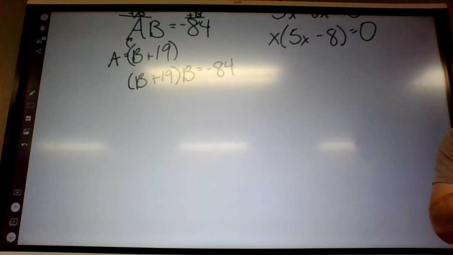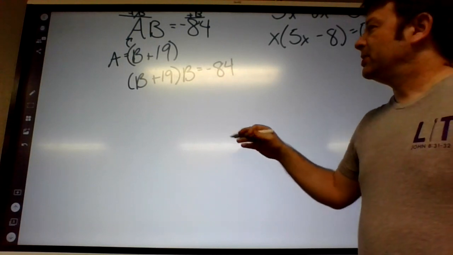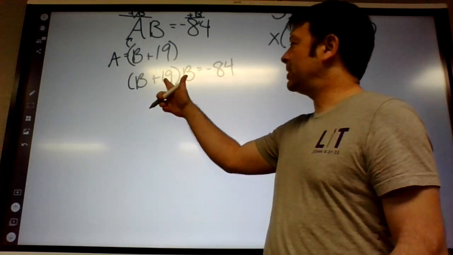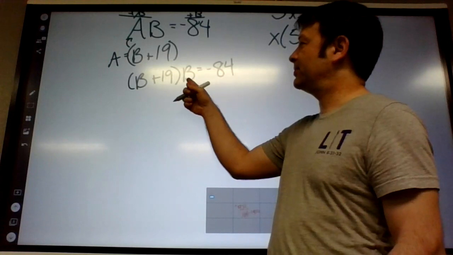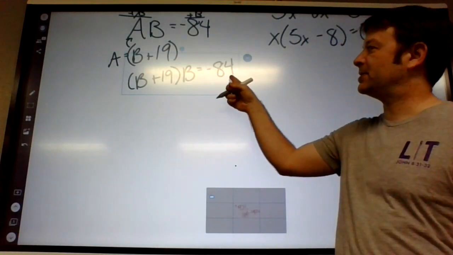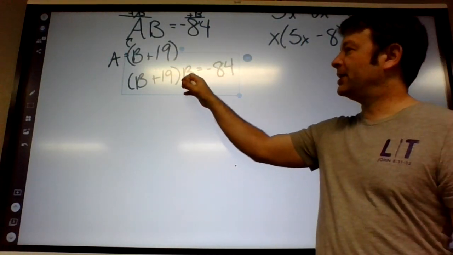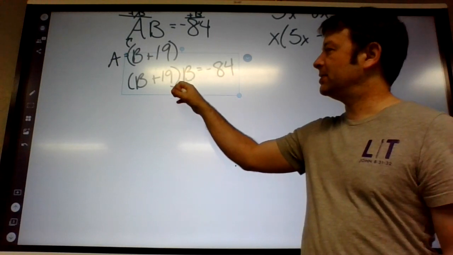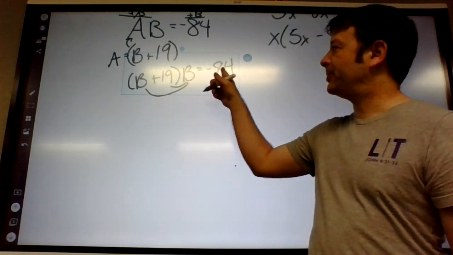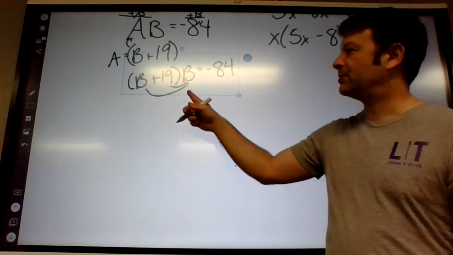Okay, so what can we do at this point? Well, can I just say negative 19 and 0 is the answer? No, because this is not equal to 0. So I need to use distributive property and bring these over, set it equal to 0.